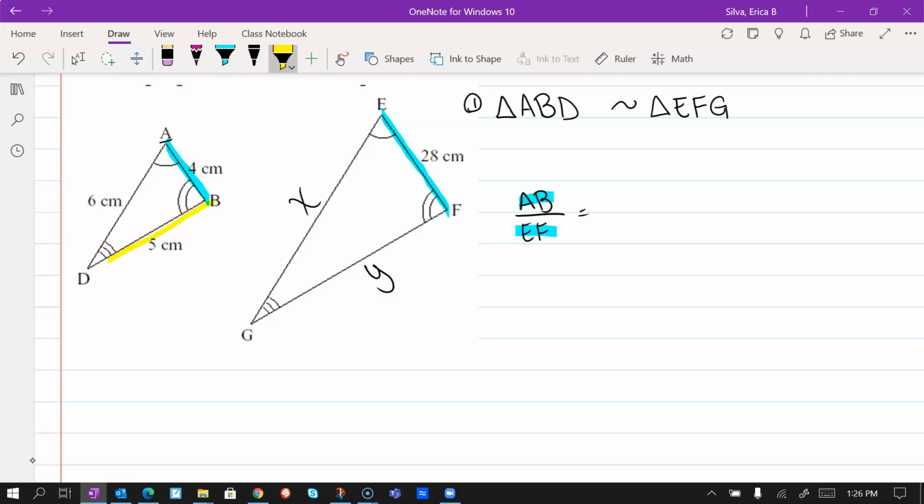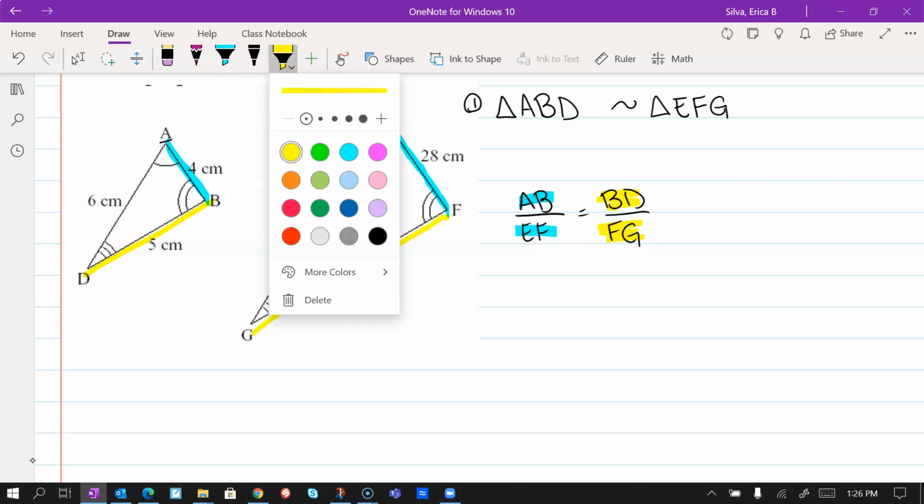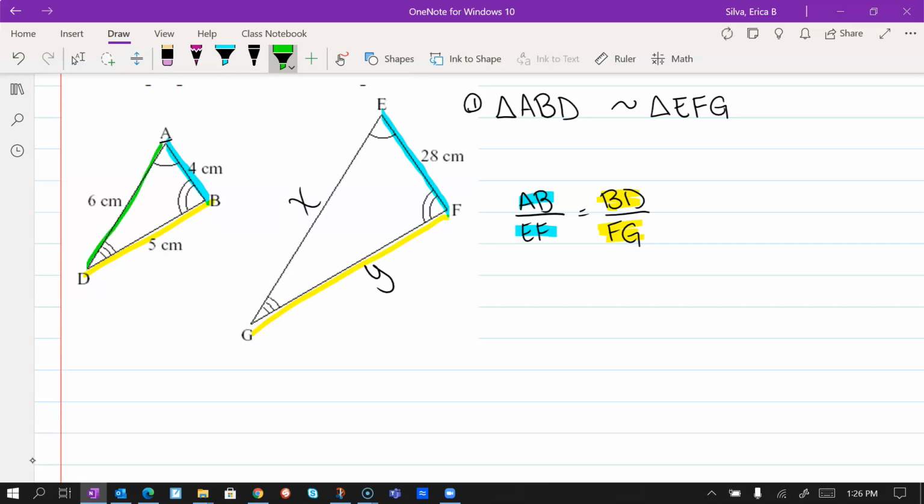Then we go side BD. And BD corresponds to FG. And then we have AD. Thank you, Samaya. And that corresponds to EG. So AD and EG.